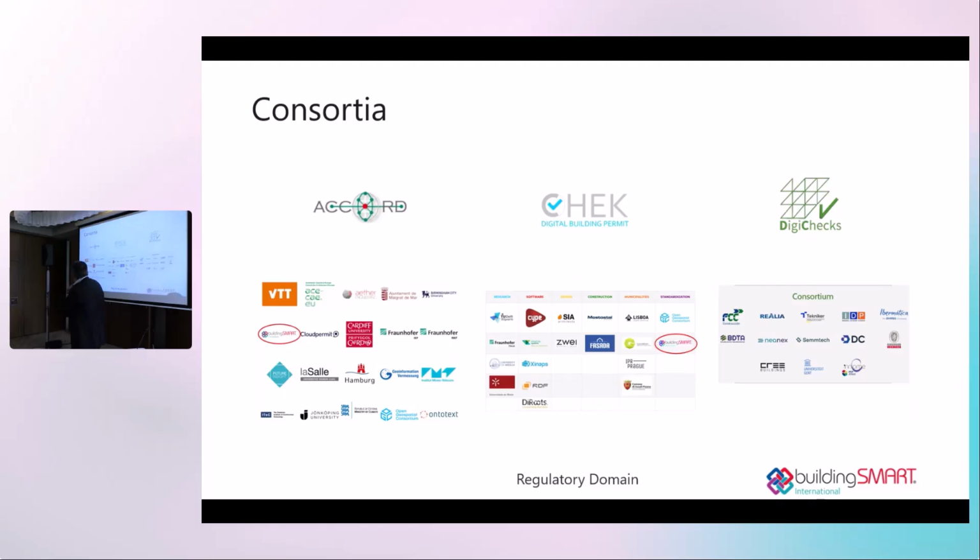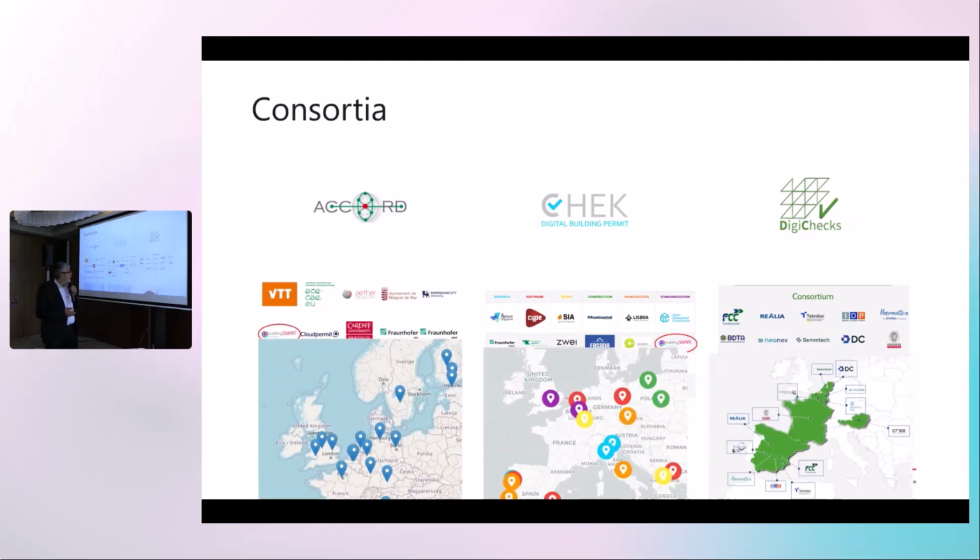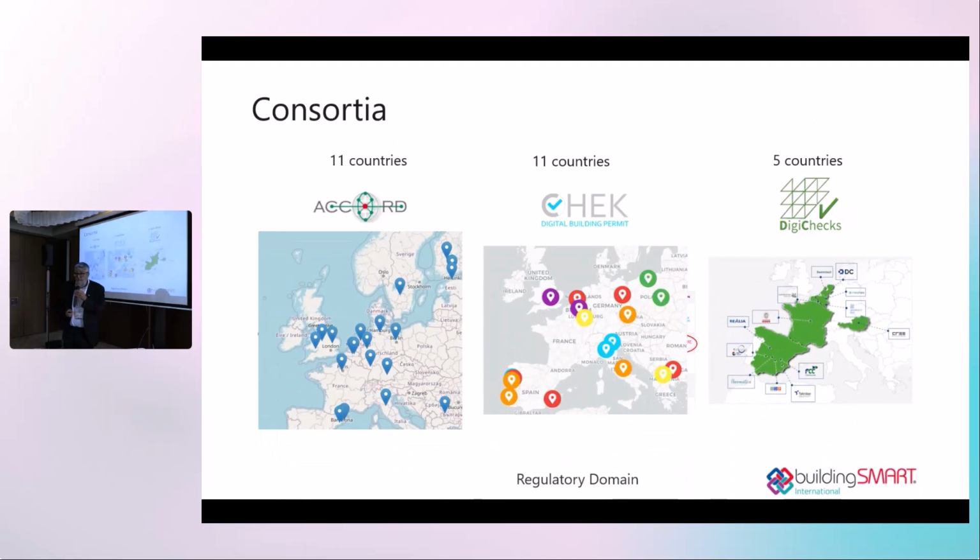The consortia have been very wide. buildingSMART took part in CHEK and in the ACCORD project, as an institution. We were not involved in the DigiChecks project, which is more technical, as we will explain in the following. The countries involved are 11 in the case of ACCORD and CHEK, and 5 in the case of DigiChecks, all European countries, of course.